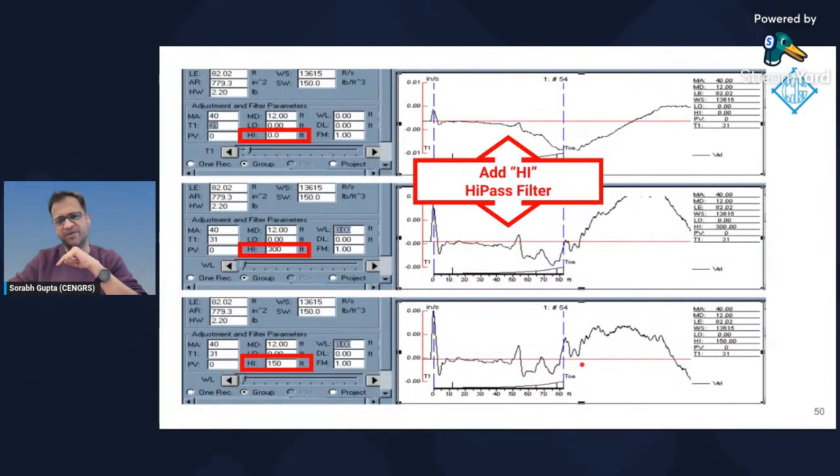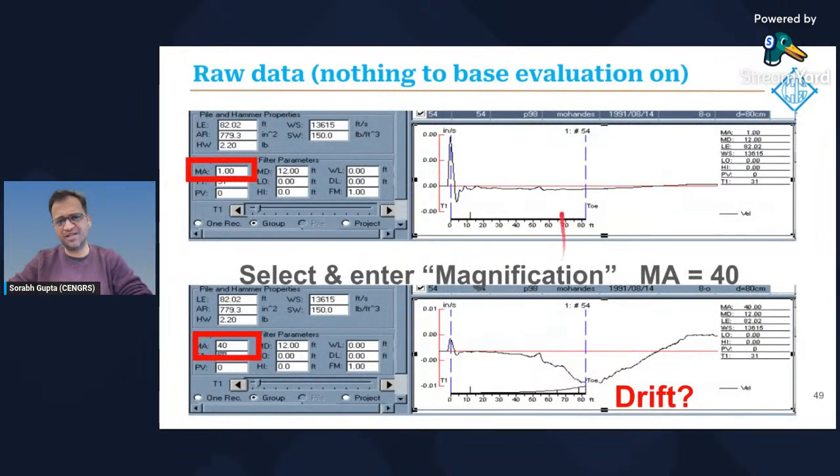It looks even better. And now you're beginning to see not just a toe response, you're also beginning to see this local defect at around 50-meter depth. I want to quickly go back and show you this is what the raw data look like. Right, so post-processing of data.